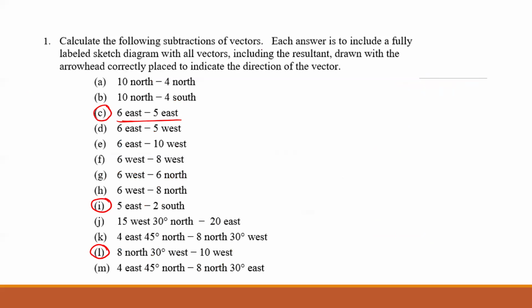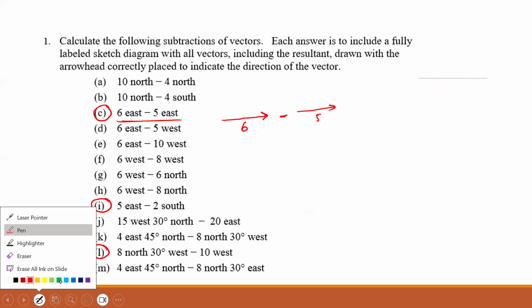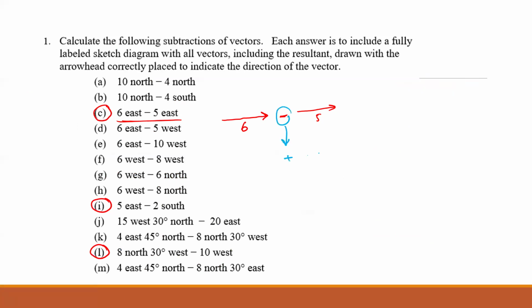So 6 to east minus 5 to east. East is this, right? So 6 minus 5. So what we do, we convert this to a positive by converting this to the opposite direction. So we have 6 to here, 5 to here. So your resultant will be 1 to east. Did you get the same? Yes. Okay, that's good.